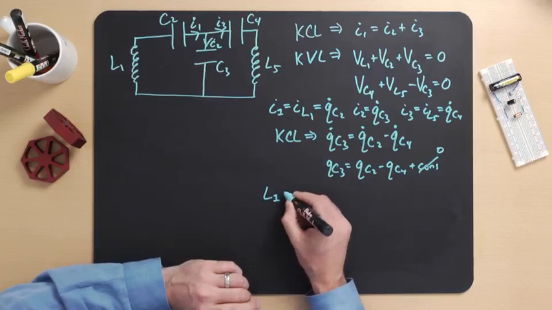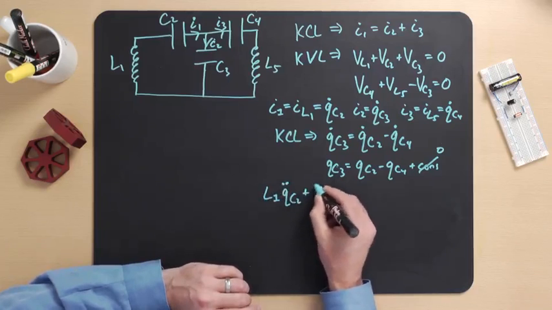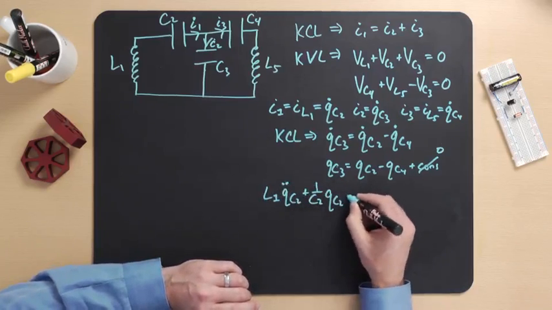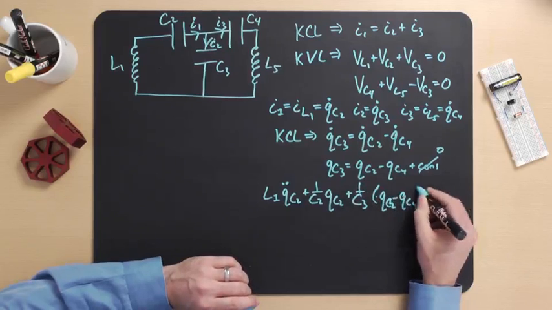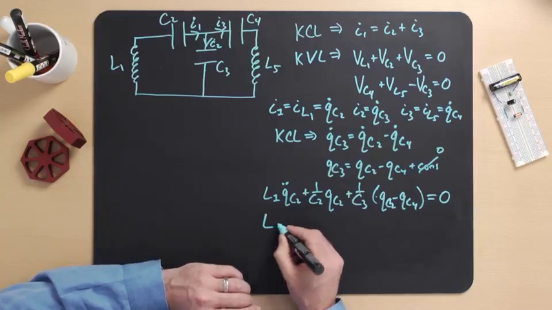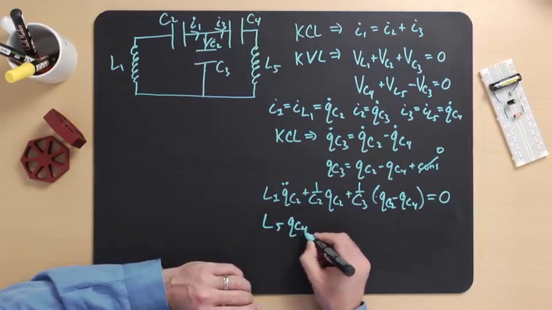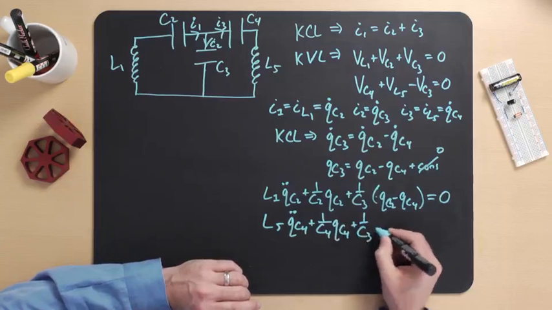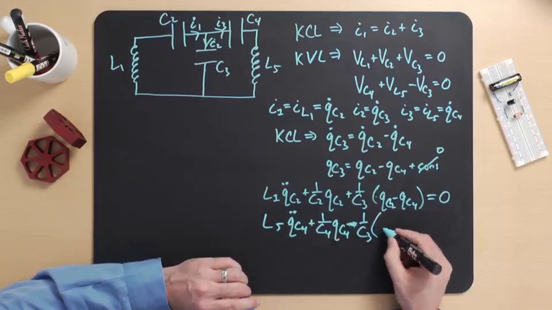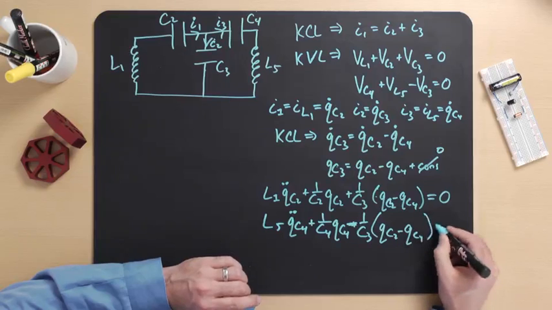The consequence of this is that we can use Kirchhoff's voltage law to find an ODE that governs the state evolution of the circuit. Keep in mind that the current through the left inductor is the same as the current through the left capacitor, and that the same thing holds for the right inductor and right capacitor. We get L1 times QC2 double dot plus 1 over C2 QC2 plus 1 over C3 times QC2 minus QC4 is equal to 0. We also get that L5 times QC4 double dot plus 1 over C4 QC4 plus, this should actually be a minus, 1 over C3 times QC2 minus QC4 is equal to 0.